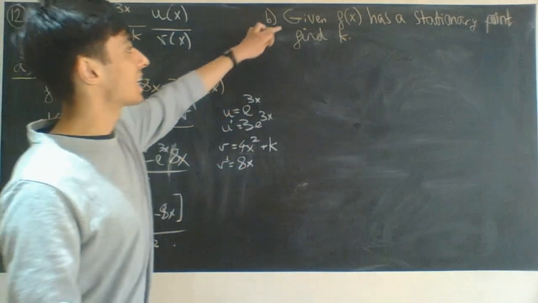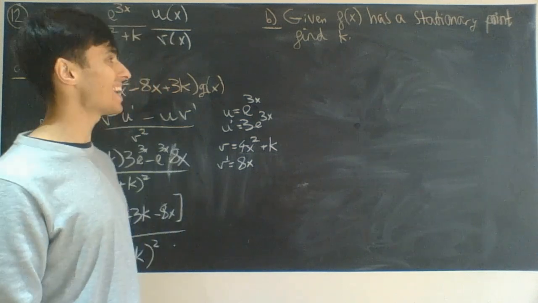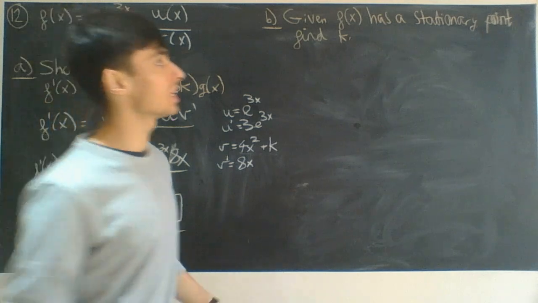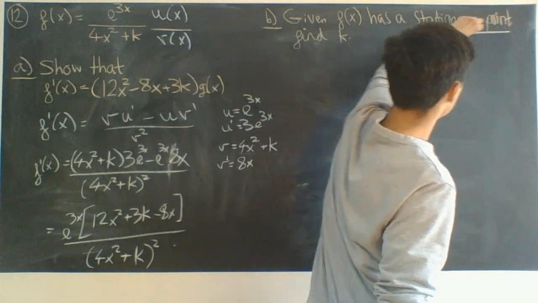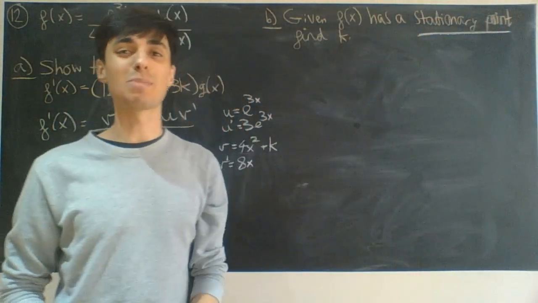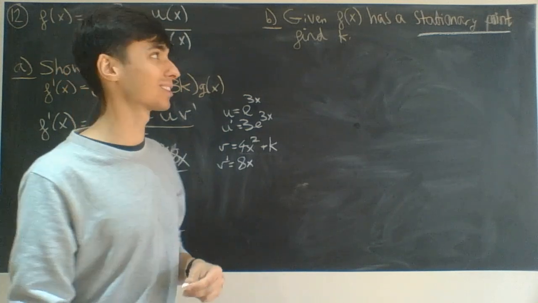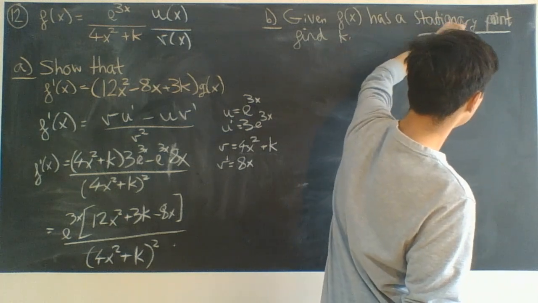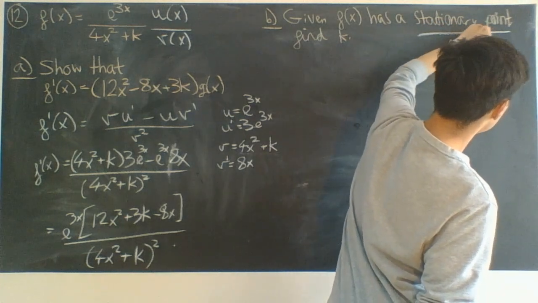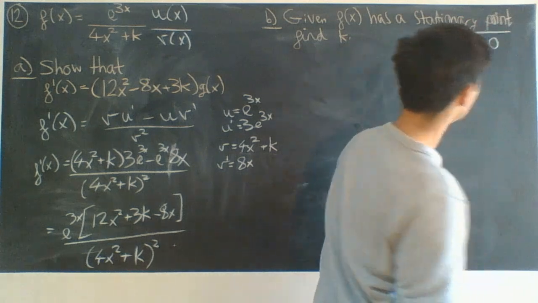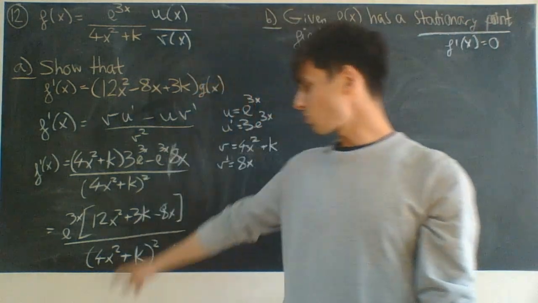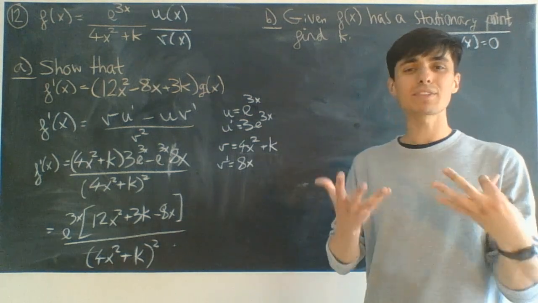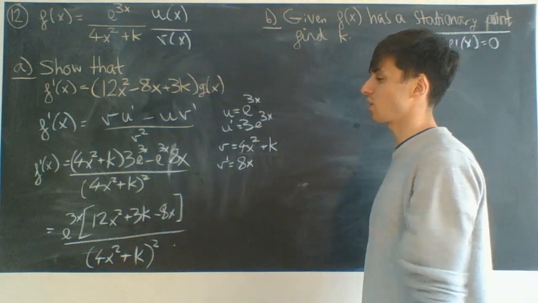B tells us, given f of x has a stationary point, find k. And as soon as you read the words stationary point, we should definitely be thinking that means f dash of x equals 0. So let's write that down. F dash of x equals 0. What that means for us then is we'd like to solve for this thing equals 0. And let's have a think about f dash of x as a function.